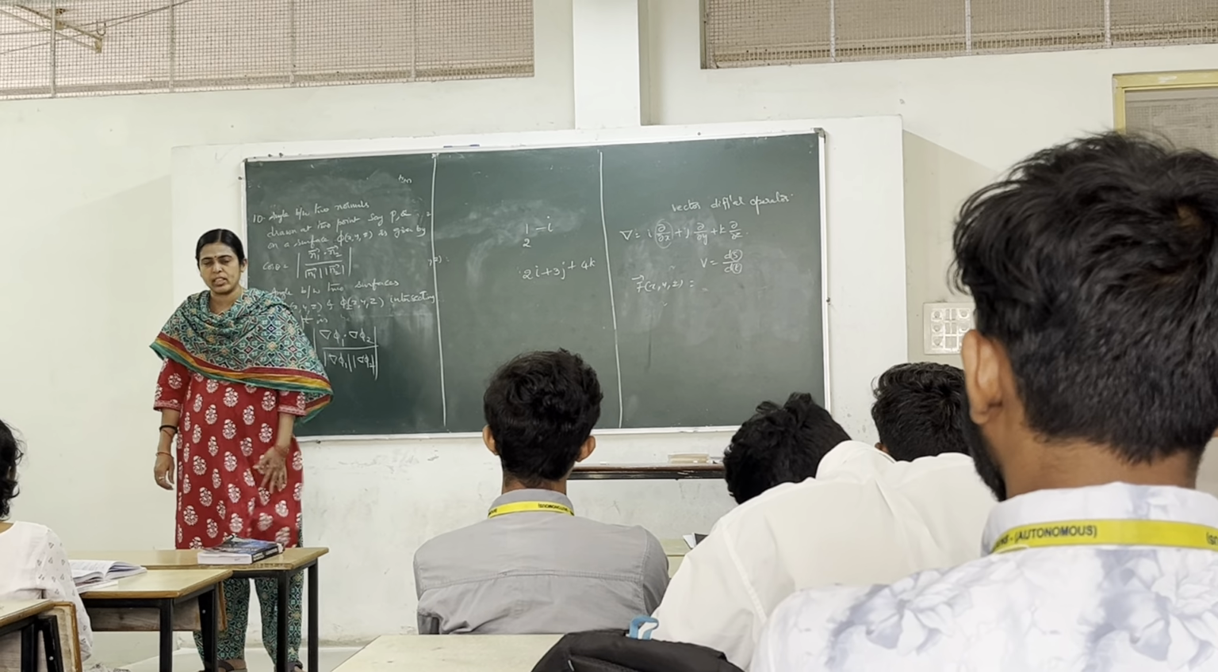Now I will tie a thread. If I tie a thread, this will behave as a vector. That vector is nothing but this gradient. We call it the gradient, del phi, simply denoted as grad phi. Del phi is i dou phi by dou x plus j dou phi by dou y plus k dou phi by dou z. It is called a vector, or the normal vector.